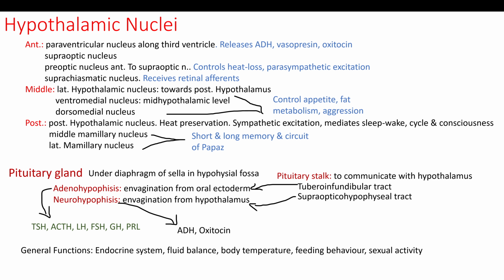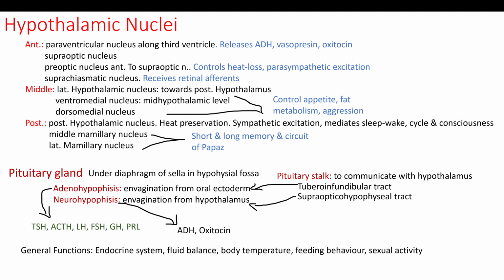The pituitary gland lies beneath the diaphragm of the sella in the hypophyseal fossa of the sella turcica. It is divided into dual origin adenohypophysis, invagination from oral ectoderm, and neurohypophysis, evagination from the hypothalamus. This pituitary gland communicates with help of the pituitary stalk, infundibulum, where we find two neural tracts.